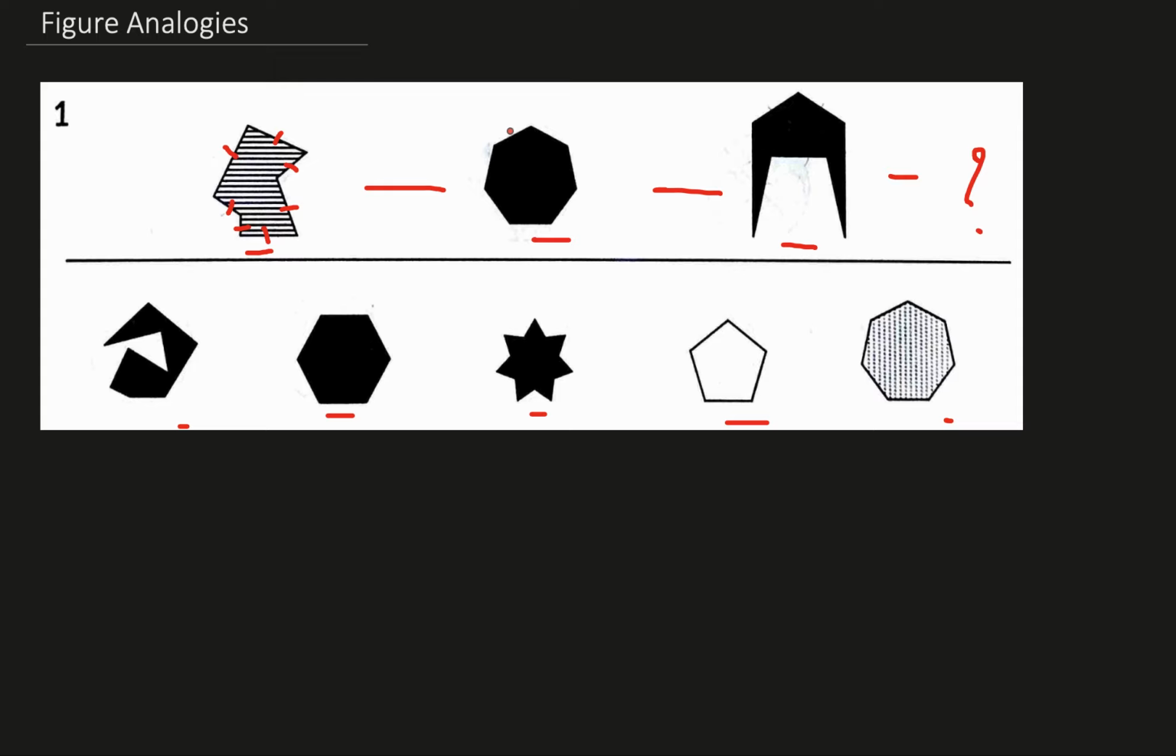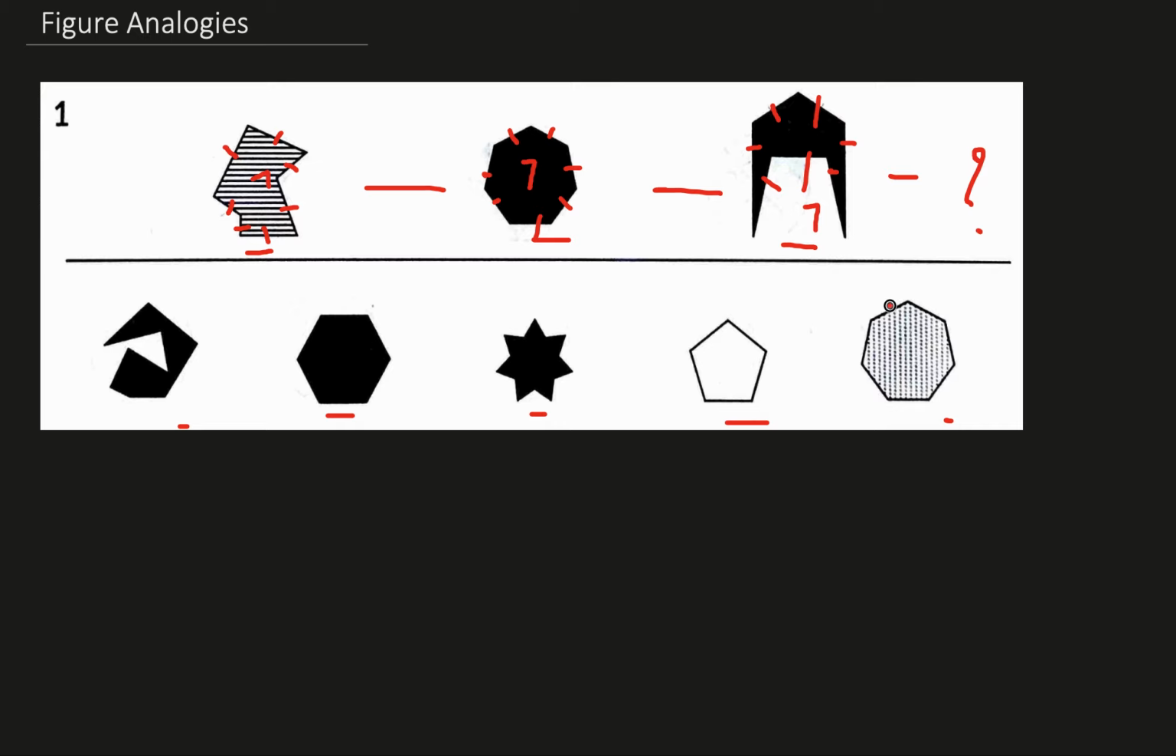This one, again, if I start counting 1, 2, 3, 4, 5, 6, and 7, it's a figure with 7 sides. And if I count this one too, 1, 2, 3, 4, 5, 6, and 7, this is a figure with 7 sides. So my job is to find which one of these is a 7-sided figure.